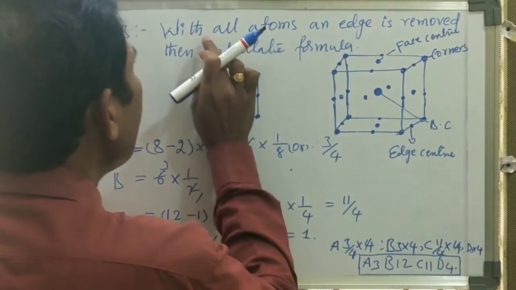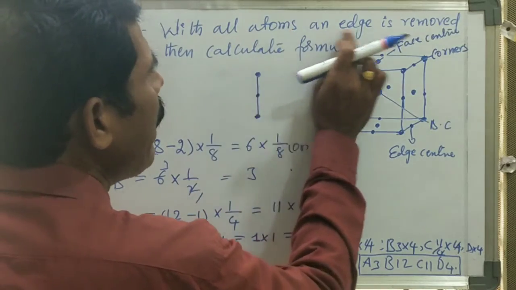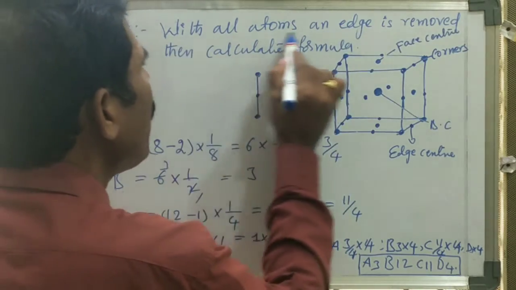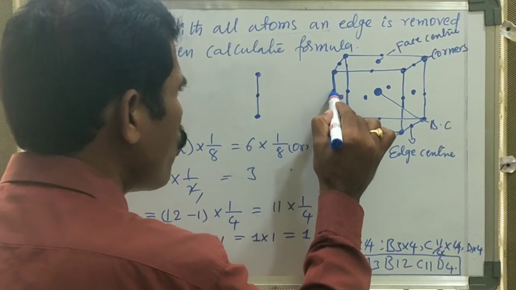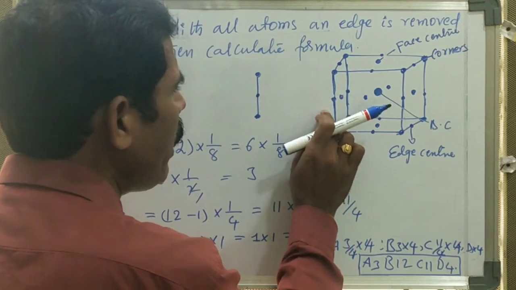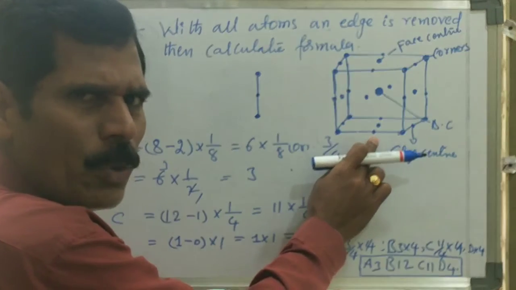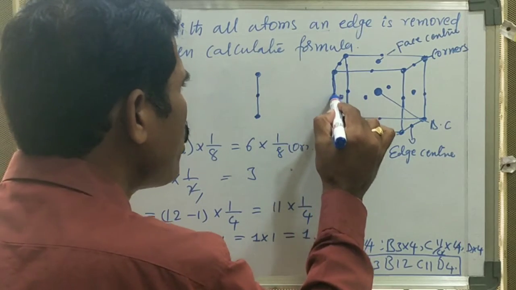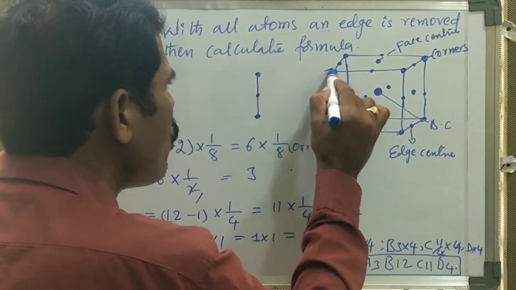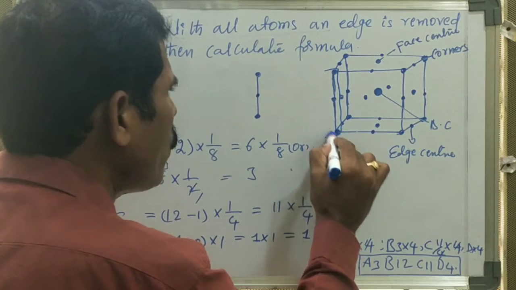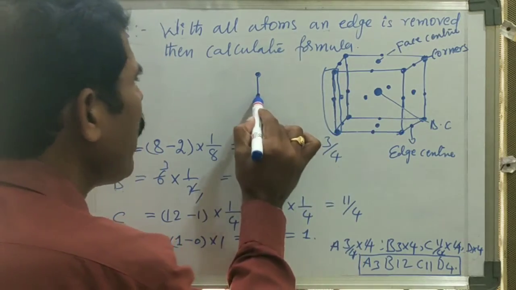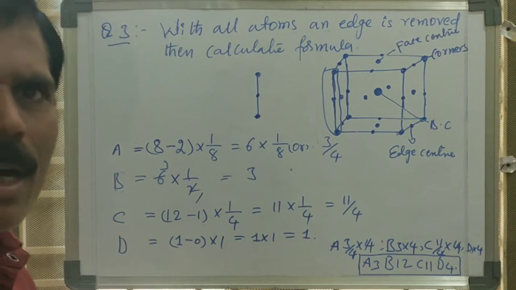With all atoms, an edge is removed. Okay, what is that edge? This is an edge, so you can take it, either this one or that one, anyone you can take. So this edge is removed. This edge has 2 corner atoms and one edge sphere or atom.